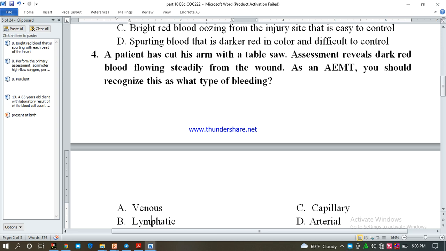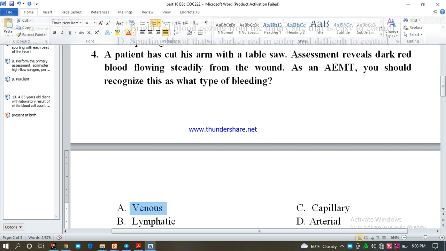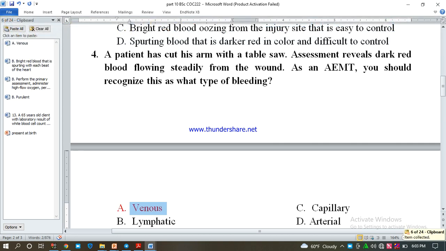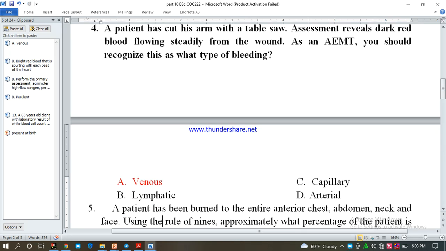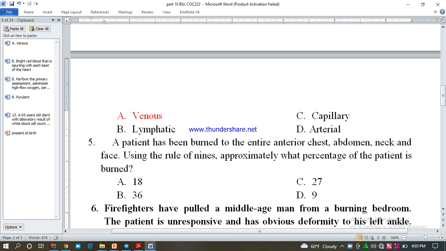As an AEMT, an advanced emergency medical technician, you should recognize what type of bleeding this is. Since the color is dark red, we call it venous bleeding. Lymphatic drainage would be clear, pale white in color. The other capillary and arterial bleedings were covered above.